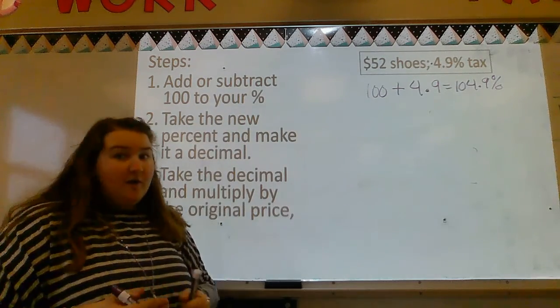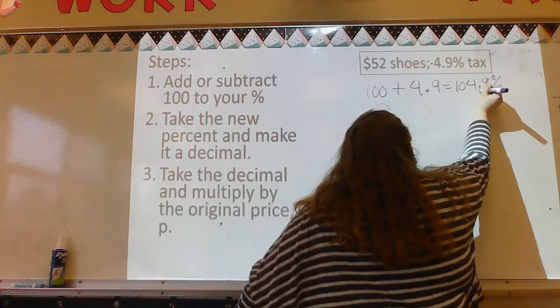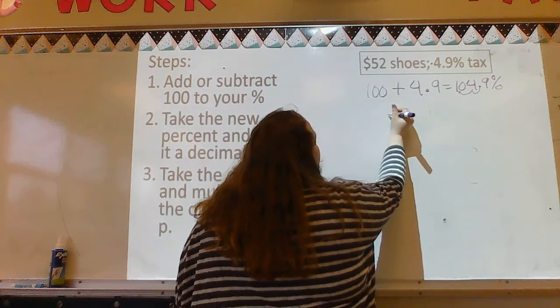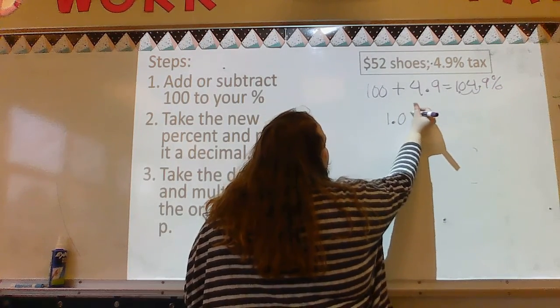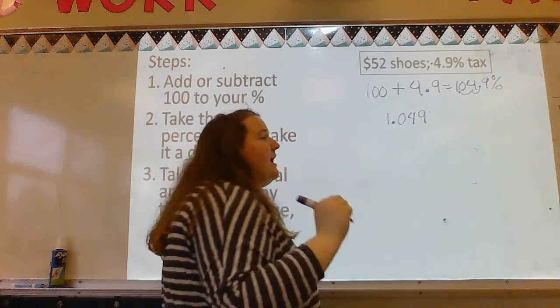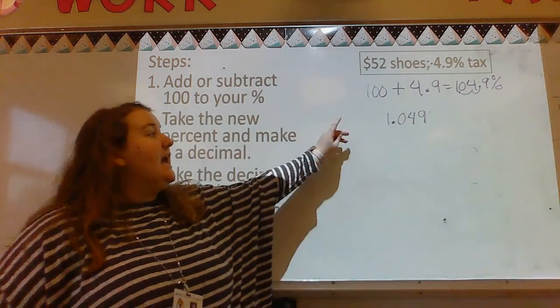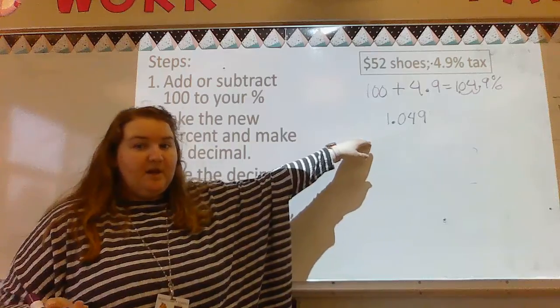Step 2, take the new percent and make it a decimal. Okay, easiest part. Y'all know how to do this, okay? Move it 2 times to the left. So now I have 1.049 as a decimal. Notice I kept all of the place values, okay?